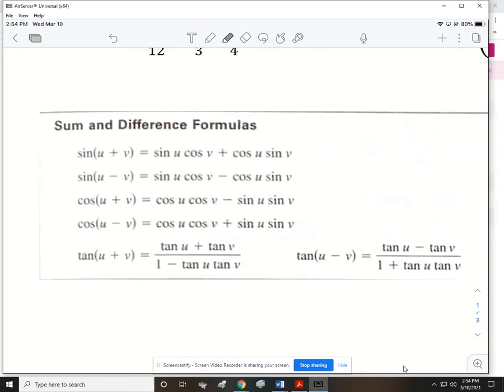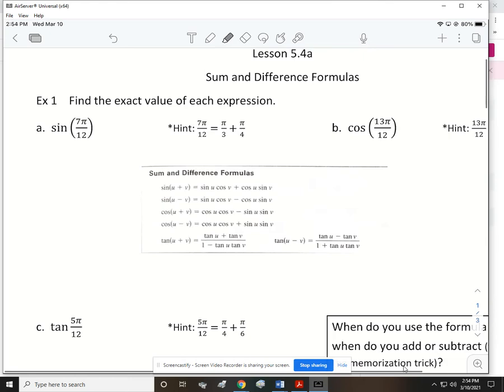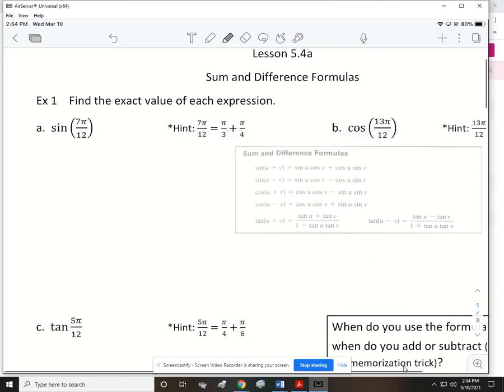So the one that has cosine of u plus v, in between cosine of u, cosine of v, and sine, it is a minus. And then the one that has subtraction in between has a plus on the other side. So be careful on that. Lots of people mess that up. So just double check yourself. Okay, so I'm going to move this over.